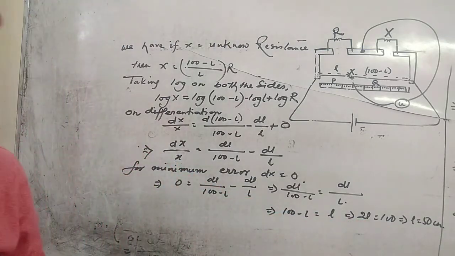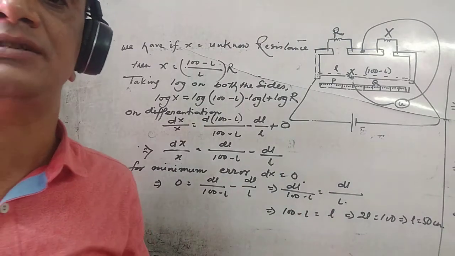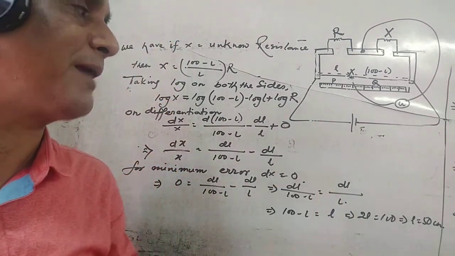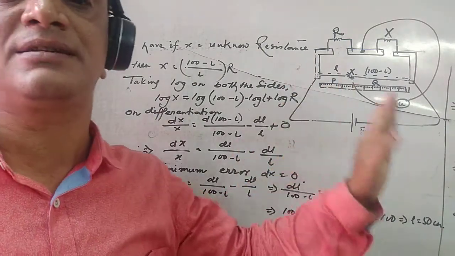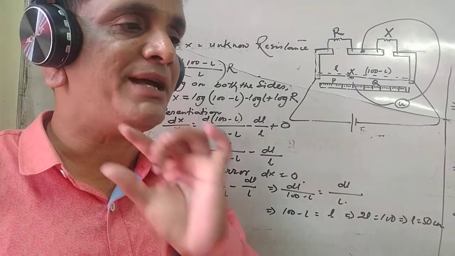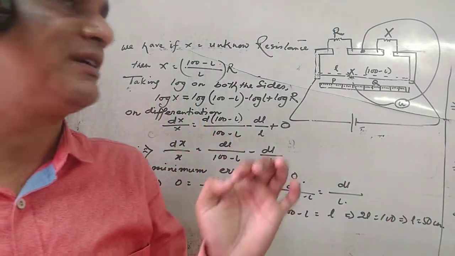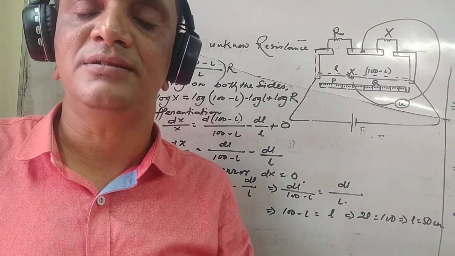From there, what we can say? A meter bridge is exactly balanced when there is no error in the experiment. If the error is minimum, then the meter bridge is balanced at the mid of the wire. They may ask you a question: prove that in case of no error, the meter bridge is balanced at the mid of the wire.